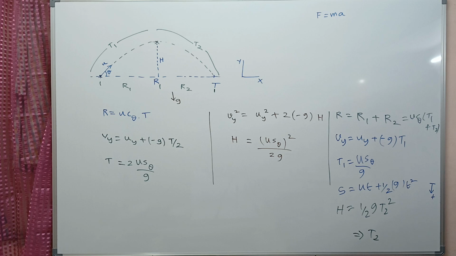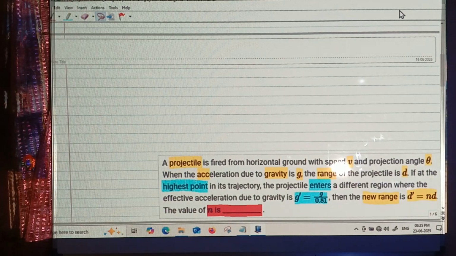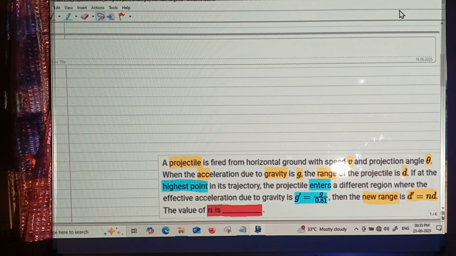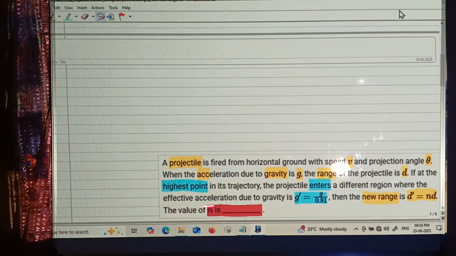So with this understanding, we'll solve this JEE Advanced question. This is the question. A projectile is fired from the horizontal ground with speed v and projection angle theta. When the acceleration due to gravity is g, the range of the projectile is d. If at the time of the highest point in its trajectory, the projectile enters a different region where the effective acceleration due to gravity is g prime, which is g by 0.81, then the new range is d prime, which is n times d. The value of n is dash.